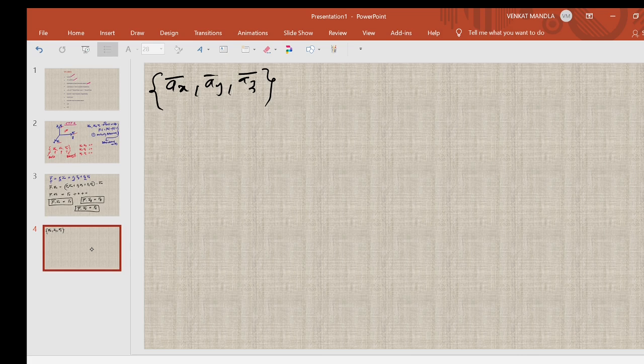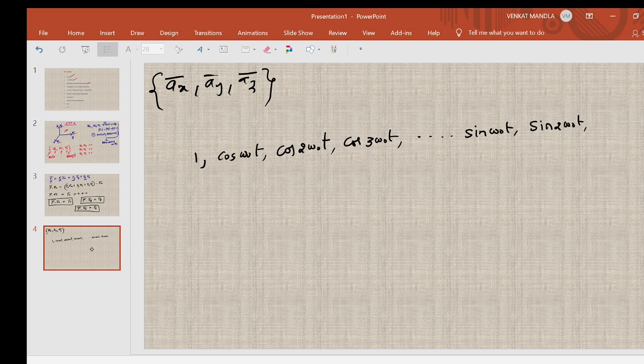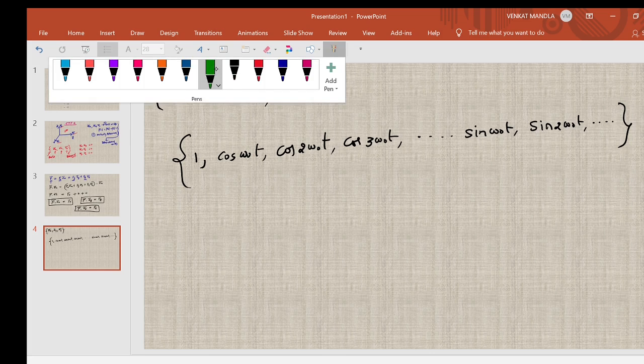Similarly, now come to signals. From the signals point of view, I will take some orthogonal signals: 1, cos omega naught t, cos 2 omega naught t, cos 3 omega naught t, and so on, sin omega naught t, sin 2 omega naught t, and so on. This is a signal space, an orthogonal signal space. All these signals are orthogonal to each other. I will give a proof that they are orthogonal.